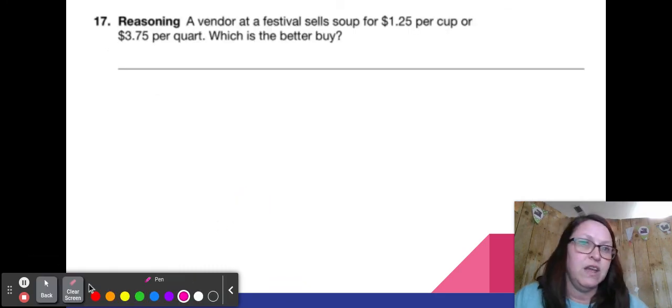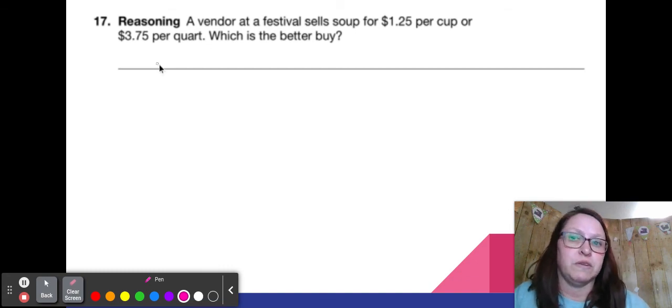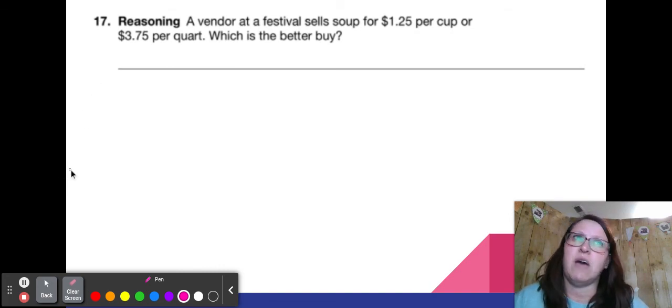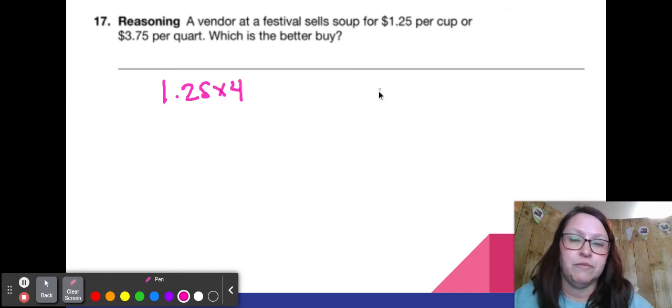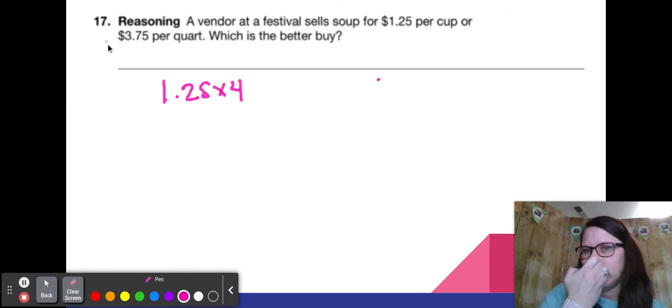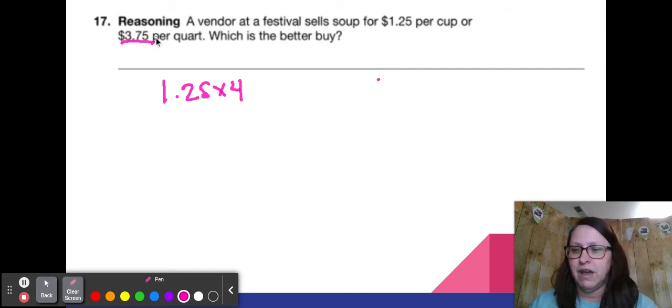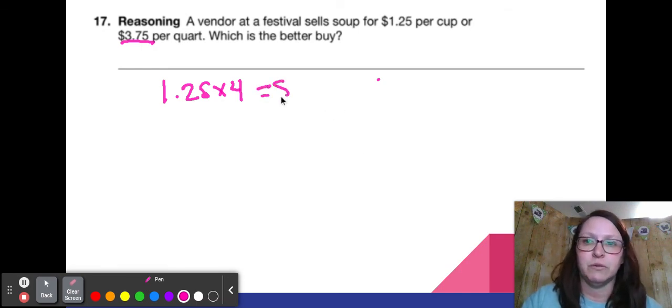This is reasoning. A vendor at a festival sells soup for $1.25 a cup or $3.75 a quart. Which is a better buy? Well, how many cups are in a quart? We just figured that one out. There's 4 cups in 1 quart. So I've got to do 1.25 times 4. And this one right here is $3.75 a quart. So let's see, what's 1.25 times 4? 1.25 times 4 equals 5.